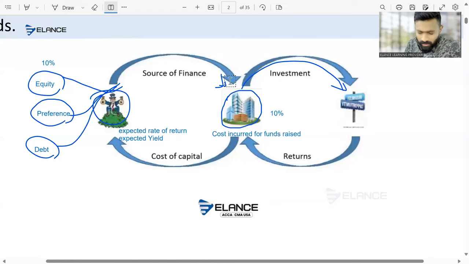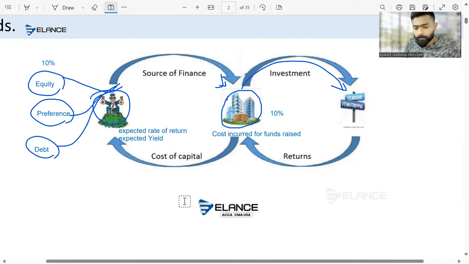See, we are just defining the cost of capital. From the viewpoint of the company, it is a cost incurred for the funds borrowed. But from the viewpoint of the investor, it is their expected yield, expected rate of return. Most of the time, the examiner doesn't ask to calculate the cost. The examiner will ask to calculate the yield. The yield is assumed to be the cost.